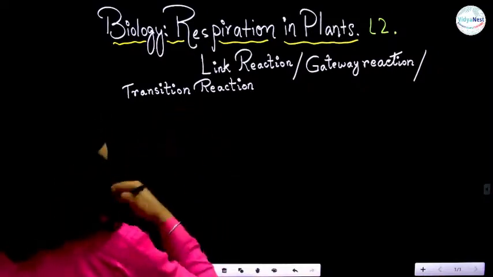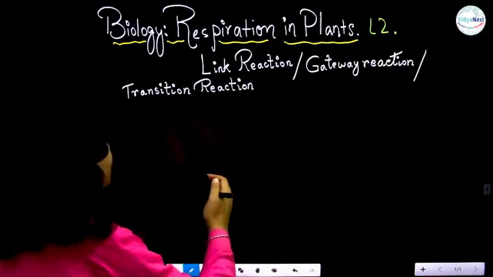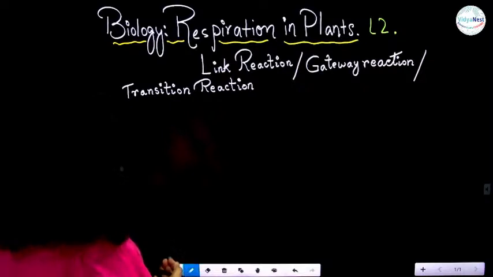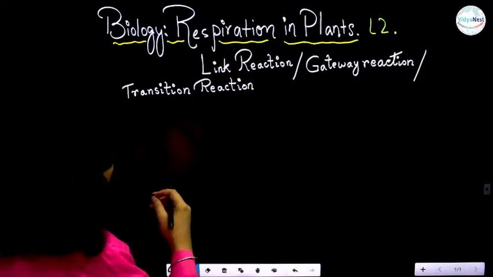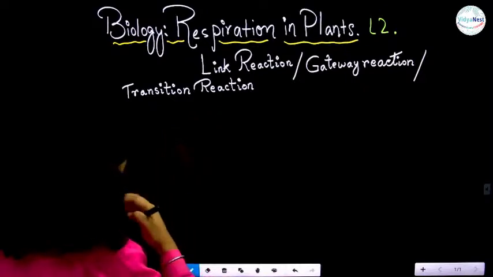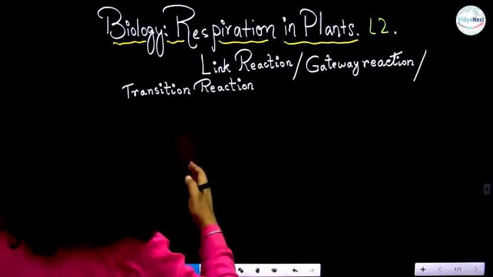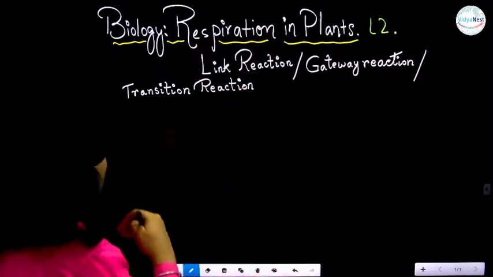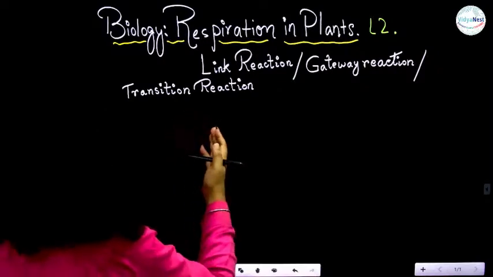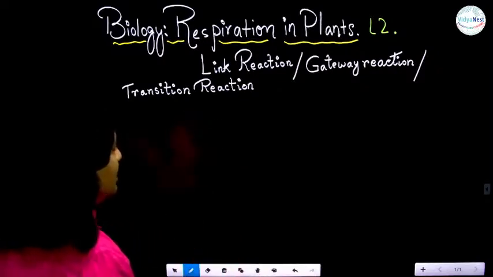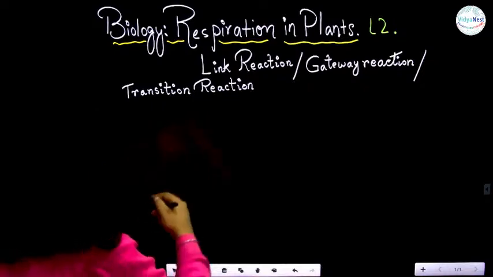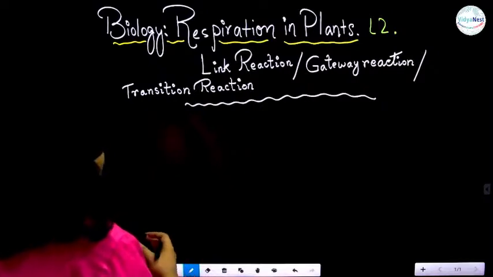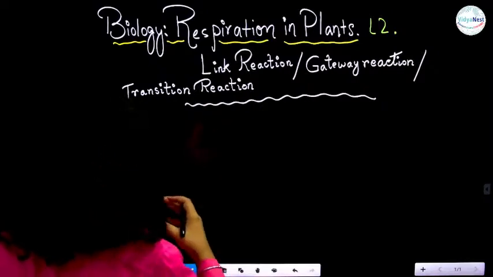After glycolysis, the pyruvate will be converted into acetyl-CoA through a transition reaction, which is also called the link reaction. Why is it called the link reaction? Because it links glycolysis, the EMP pathway, and the Krebs cycle, that is the TCA cycle. Let us see what happens here, and then I will explain it in detail with a chemical representation.